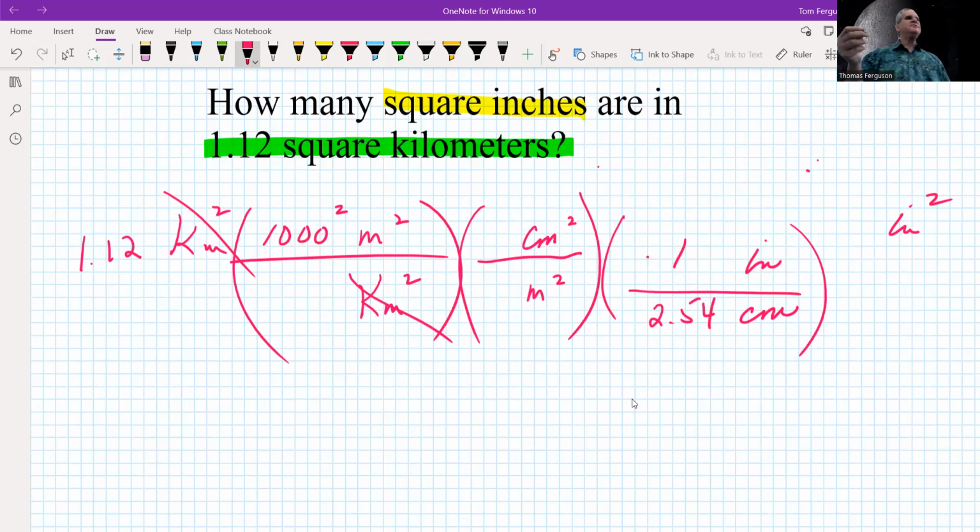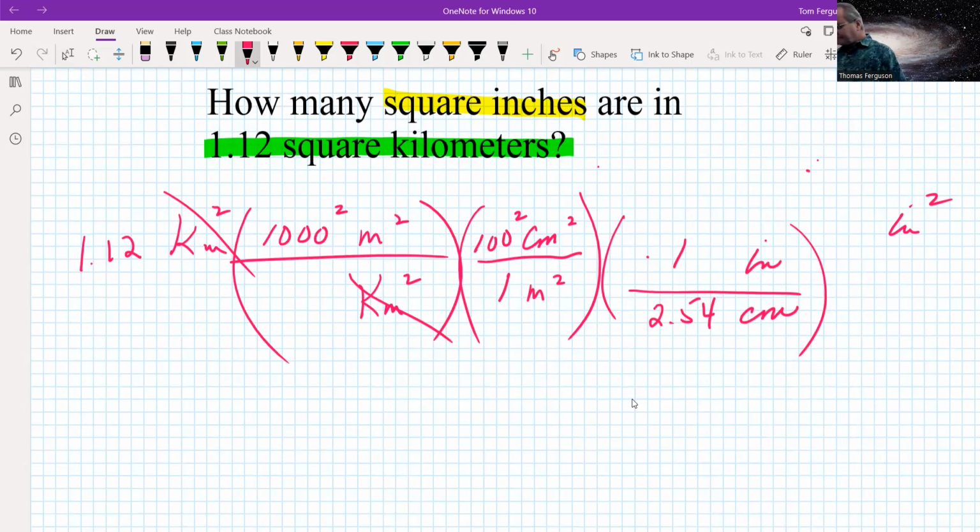And how many centimeters are in a meter? Think of dollars and cents. How many cents are in a dollar? 100. Because you're working with square centimeters, that 100 has to be squared.